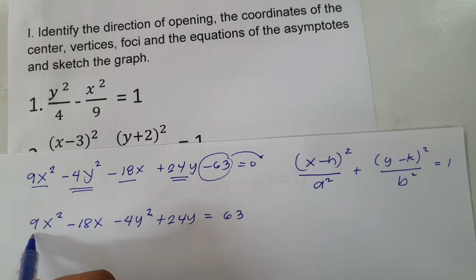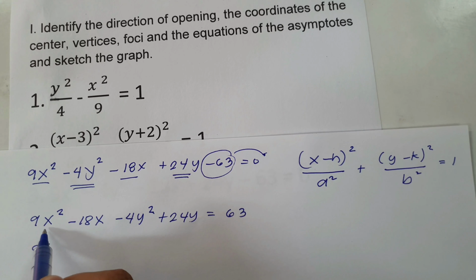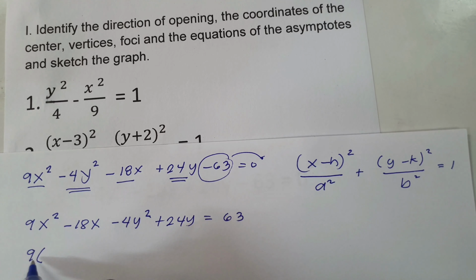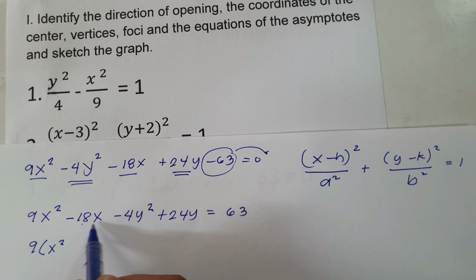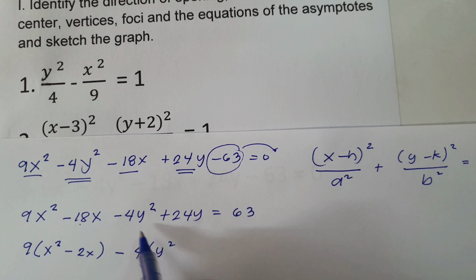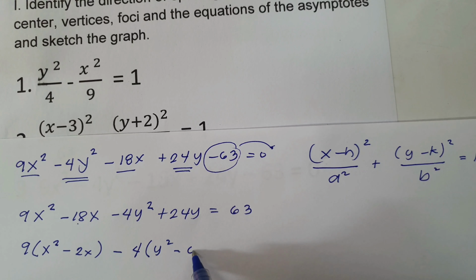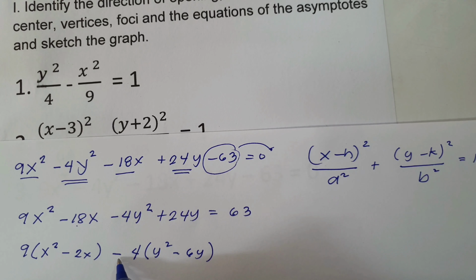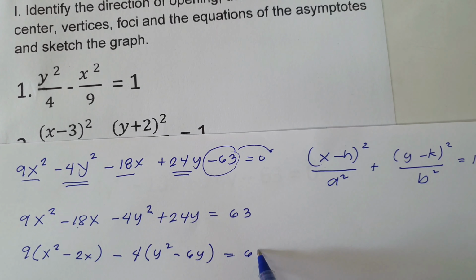To perform completing the square, we're going to factor each variable. So we're going to factor 9 from the x terms. 9x squared divided by 9 is x squared. Negative 18x divided by 9 is negative 2x. Minus 4, that is y squared. Negative 4 times y squared is negative 4y squared. And then 24y gives us negative 6y, because negative 4 times negative 6y is positive 24y, equals 63.